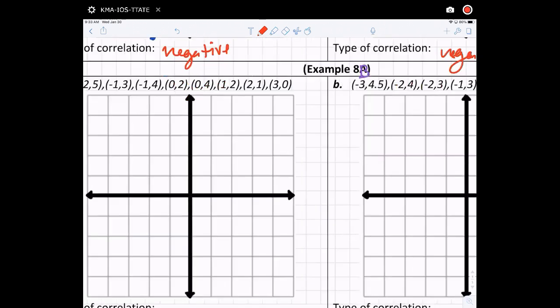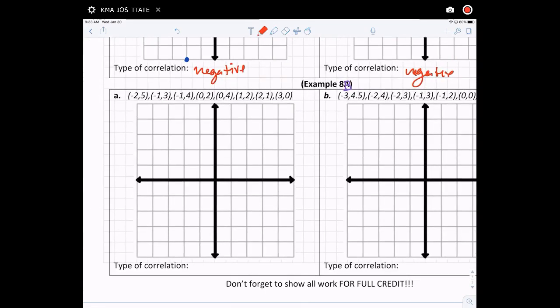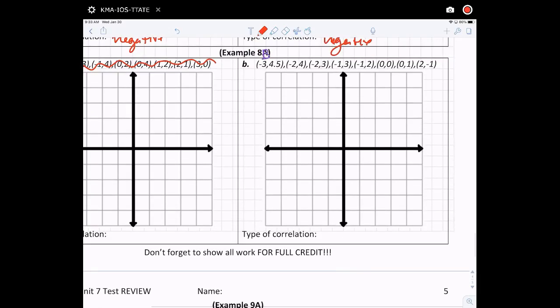Real quick, I want to show you, ignore these points for the moment, because I'm not going to use them to talk about when you would get positive or no correlation.